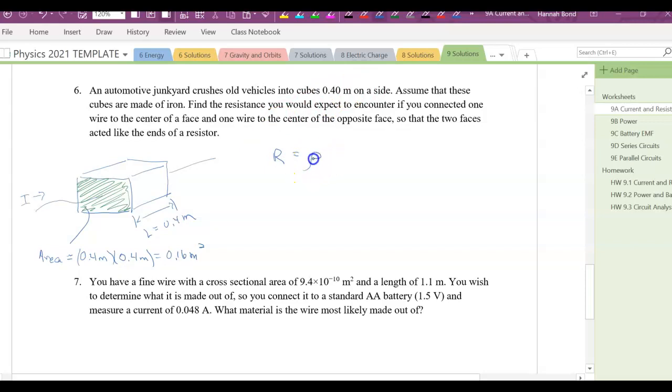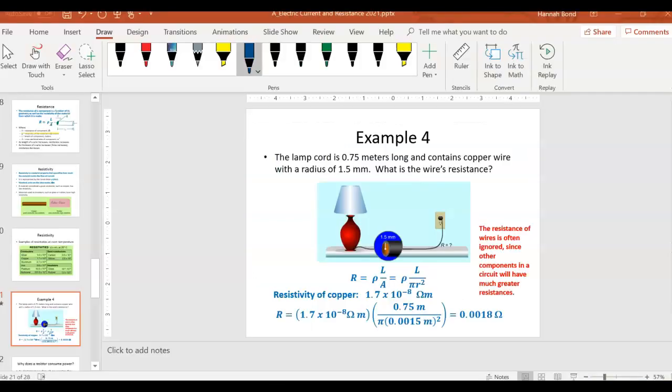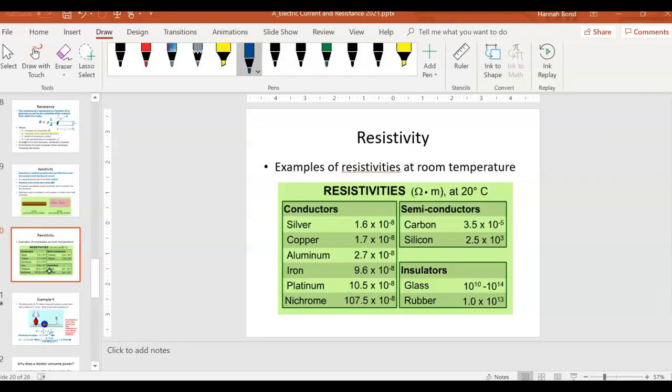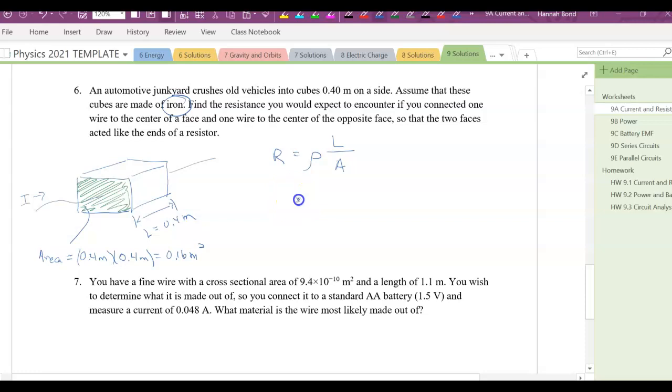Okay, so I'm ready to calculate the resistance of this block of metal. It's going to be the resistivity of the steel multiplied by the length of the cube and divided by the cross-sectional area. Okay, and let's see here. It says to assume that these cubes are made of iron. So I'm going to go back to my slides and let's see if we can find the resistivity of iron. Oh, here it is. It's 9.6 times 10 to the negative 8. Okay, so I've got 9.6 e to the negative 8, and that's ohm meters.